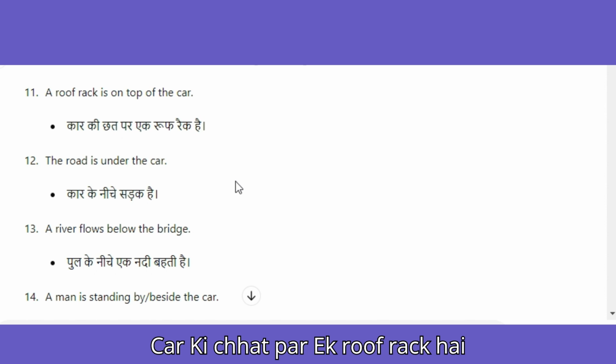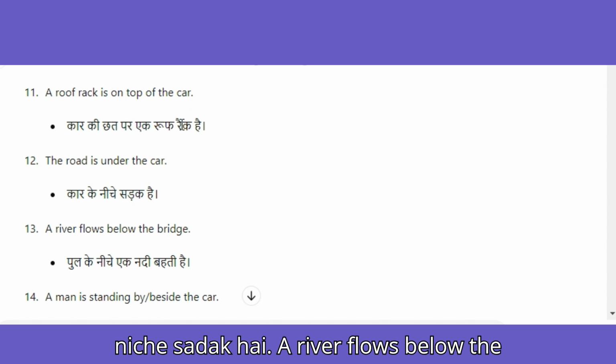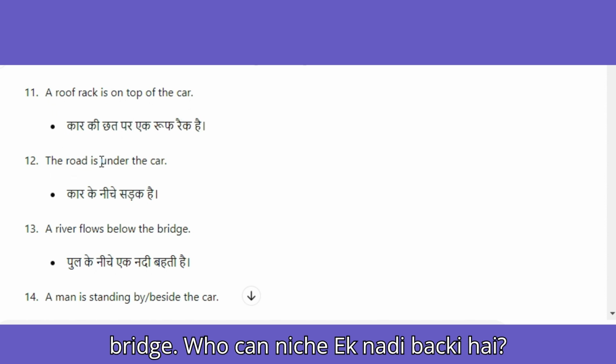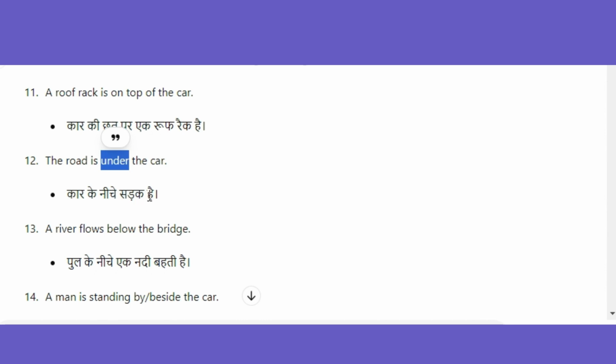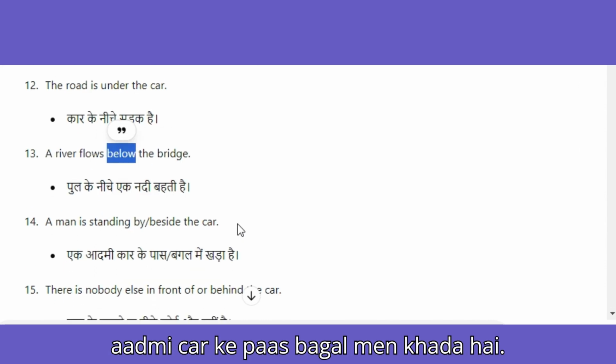Meanings for the given sentences. 11. A roof rack is on top of the car. कार की छत पर एक roof rack है. 12. The road is under the car. कार के नीचे सड़क है. A river flows below the bridge. पुल के नीचे एक नदी बहती है.